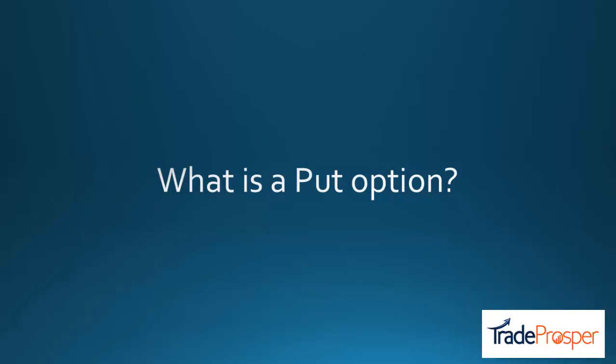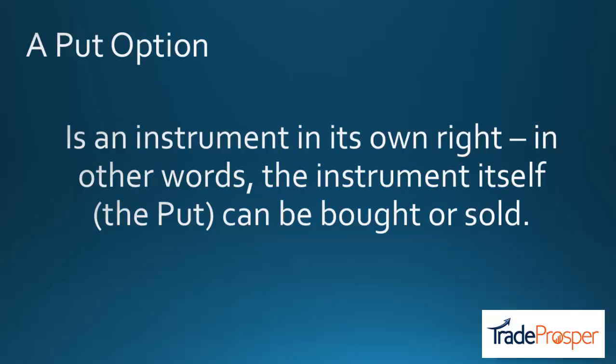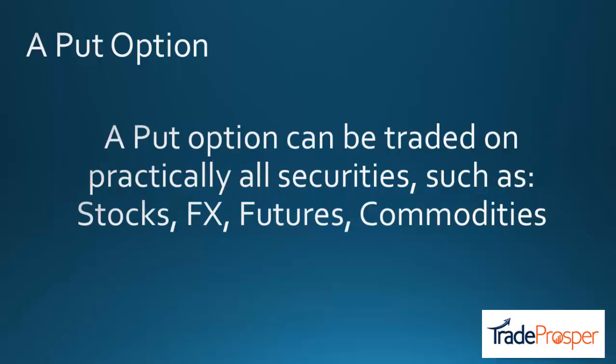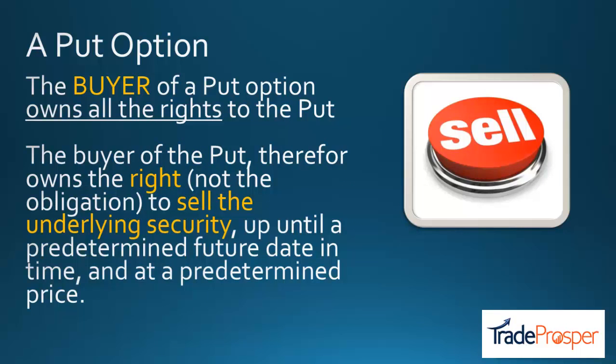But what exactly is a put option? A put option is an instrument in its own right. So in other words, you can buy or sell the put option. A put option can be traded on practically everything that's out there, such as stocks, FX, futures, and commodities. It's important to understand, though, that the buyer of a put option owns all the rights to the option. So, in summary then, a buyer of a put option therefore owns the right, but not the obligation, to sell the underlying security, up until some predetermined future date in time and at a predetermined price.